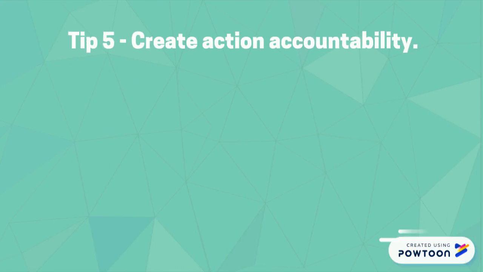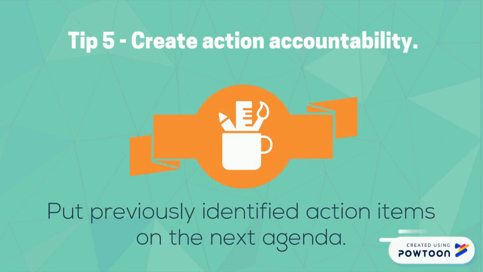Tip 5. Put the list of identified actions on the next agenda. This can jog the memory of those who agreed to accomplish things, helping forward movement. It also gives the group a chance to acknowledge members' work. Don't shame people who haven't accomplished something. Rather, ask what went wrong and how the group can support success on the task.